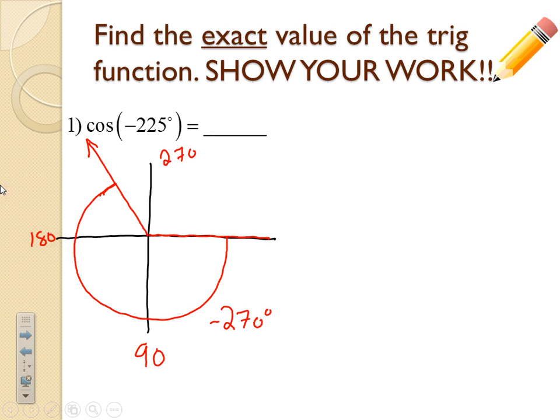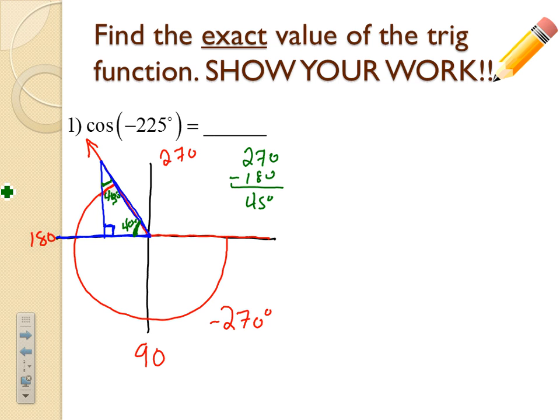Next thing we have to do, set up our reference triangle. For a reference triangle, we go from our terminal side to our x-axis, and we create that perpendicular right angle right there. After we find our reference triangle, we have to find our reference angle. So here's our angle. We're closest to 180, so I'm going to take 270 minus 180. When I do that, I get 45 degrees. So here goes my 45 degree angle. This angle will also be 45 degrees.